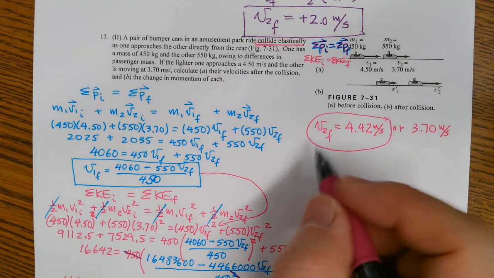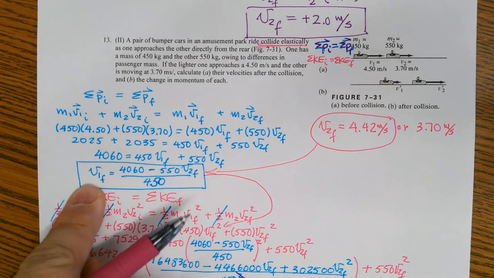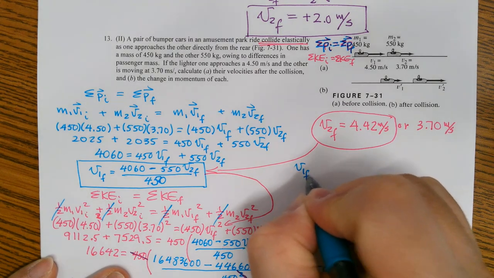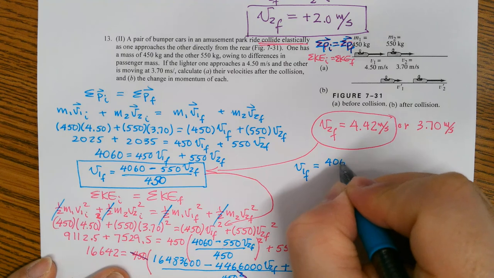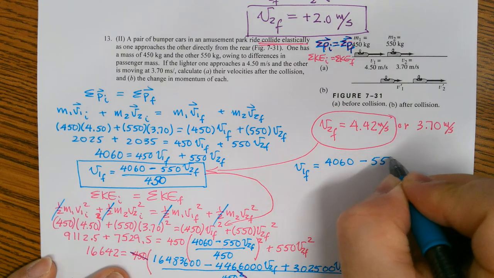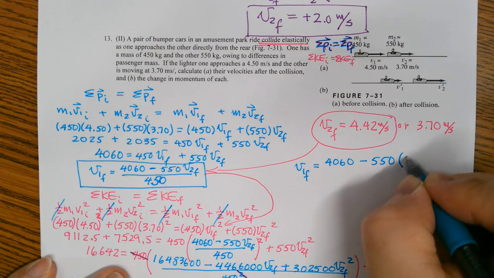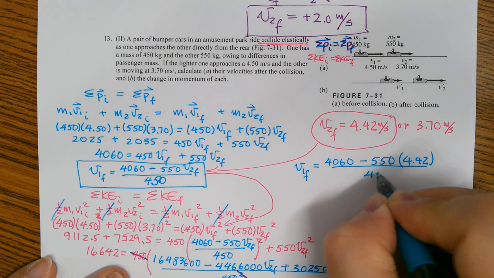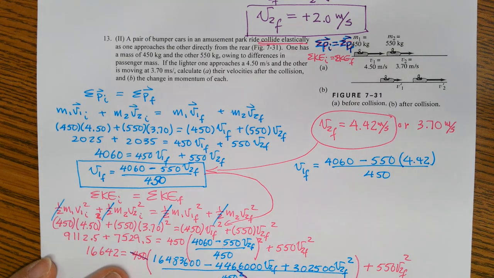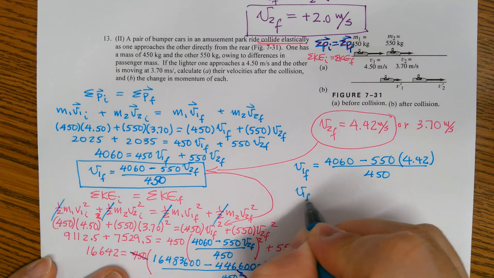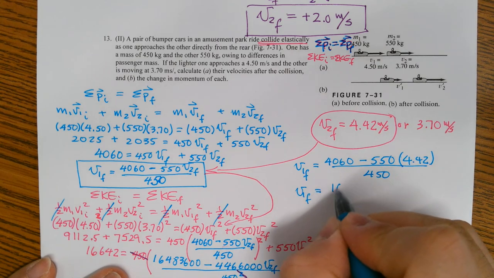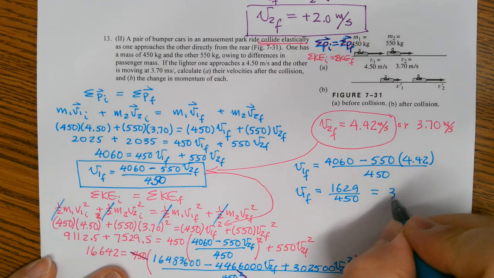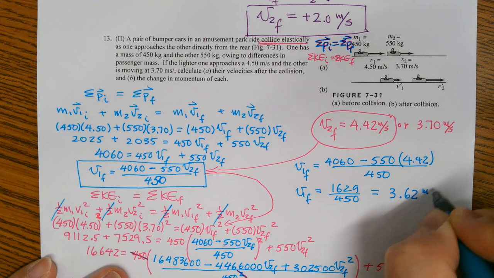So now that we know that, we actually have to stick this into this equation to figure out V1 final. So my V1 final is equal to 4060 minus 550 times 4.42 over 450. And if you work that out, my V1 final comes out to something like 1629 over 450, which comes out to 3.62 meters per second.